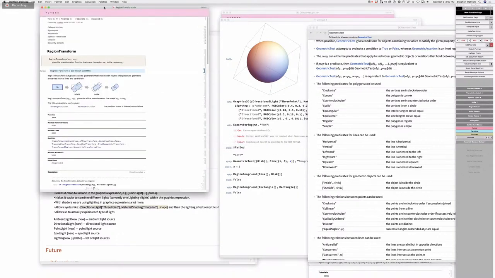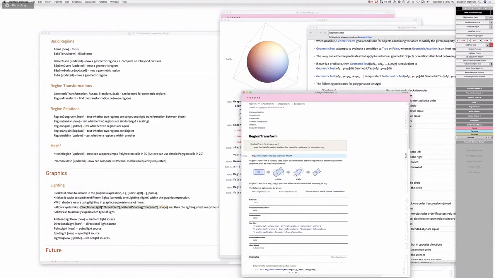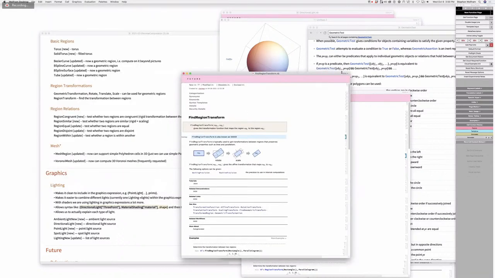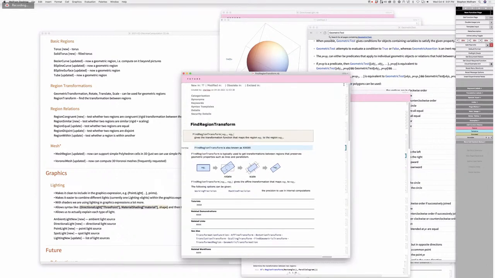Yes. The other thing I want to highlight is region transform, but I think we wanted to name it find region transform. That finds the actual mapping. And this is the one in EN. Probably look at find region transform. I think the old one is still left. Okay. Right. So it finds a more general transform? What type of transformations can it find? Right now, it will find affine transforms. Okay.